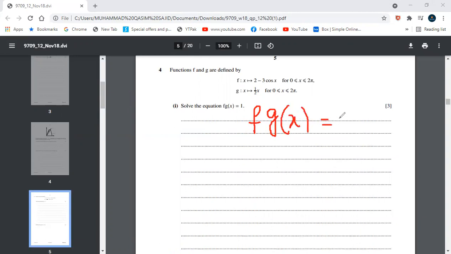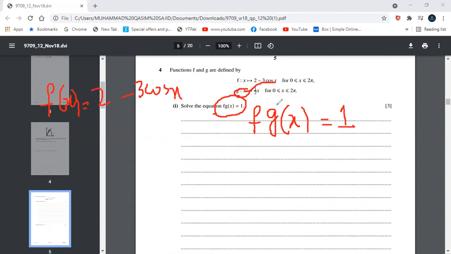Yes, definitely. This is the given equation. Now what is meant by f of gx? f of gx means putting the value of g in the x function. So f of x is nothing but equals 2 minus 3 cos x.